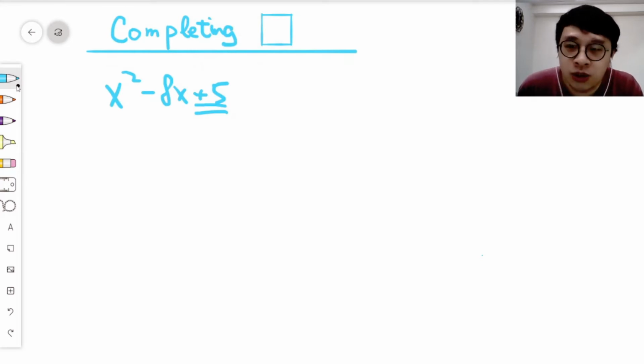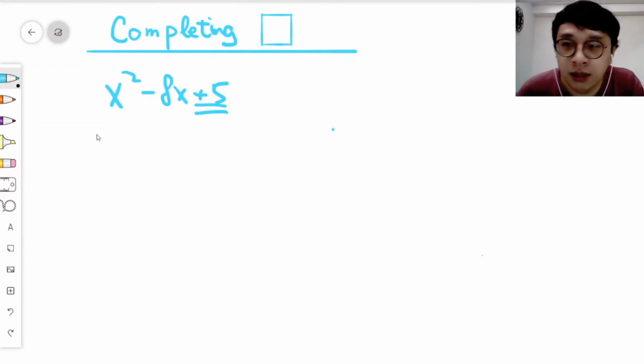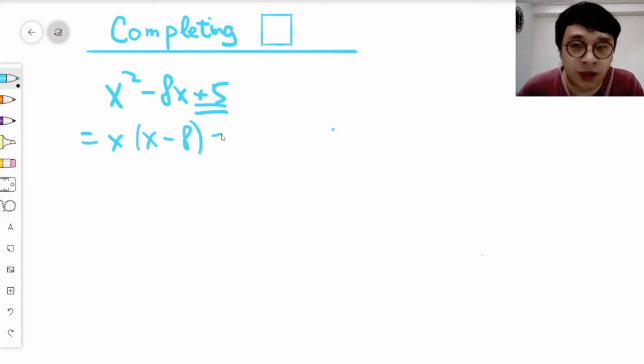I'll illustrate it with some examples first, then I'll show you the whole process of how I get the answer. So let me have the first step. This is the first example, x squared minus 8x plus 5. Then I just take the x out, for whatever reason.